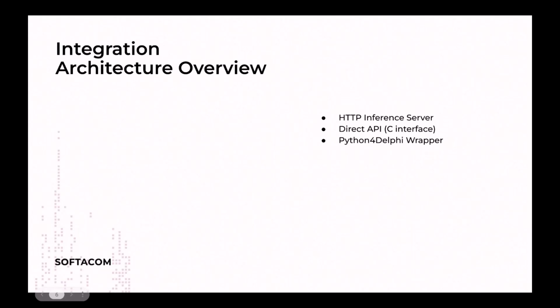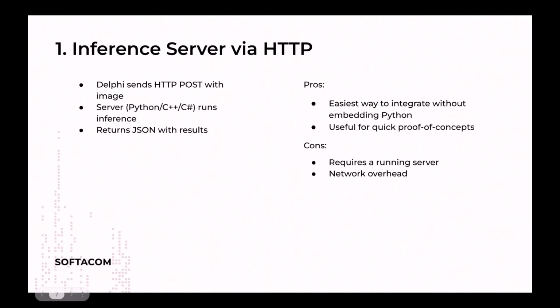There are three common ways to integrate ONNX Runtime into a Delphi application. Approach 1, calling an inference service via HTTP. The Delphi application sends HTTP POST requests with image data to an external inference service. The service, implemented in Python, C++, or C#, loads the model in ONNX format, performs inference, and returns JSON responses with results. This decoupled architecture offloads computation from the UI and improves performance.